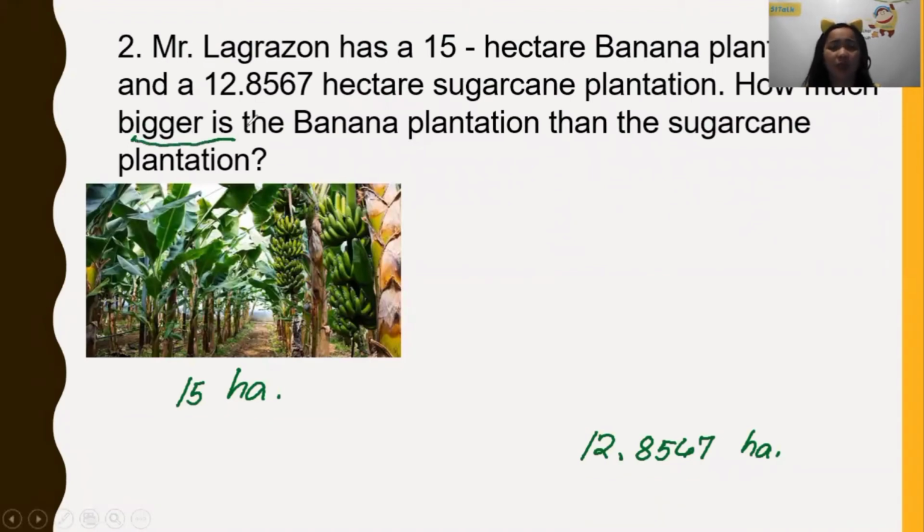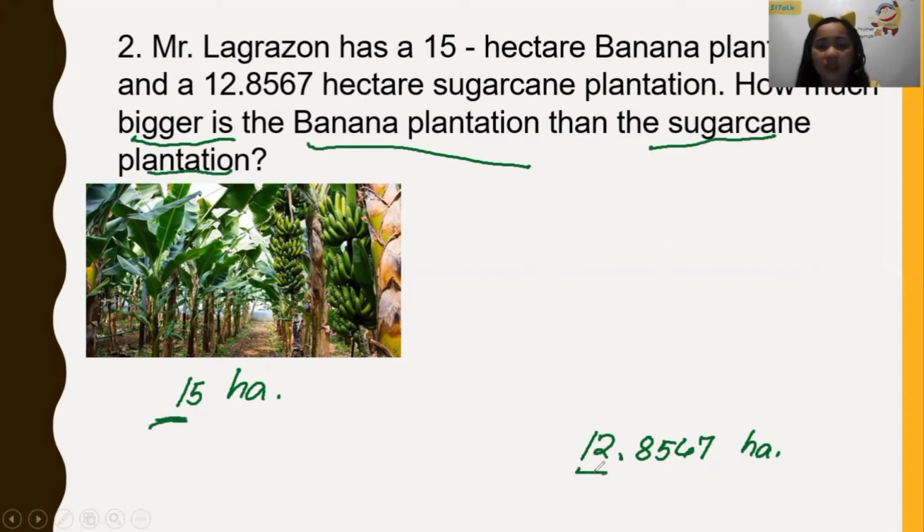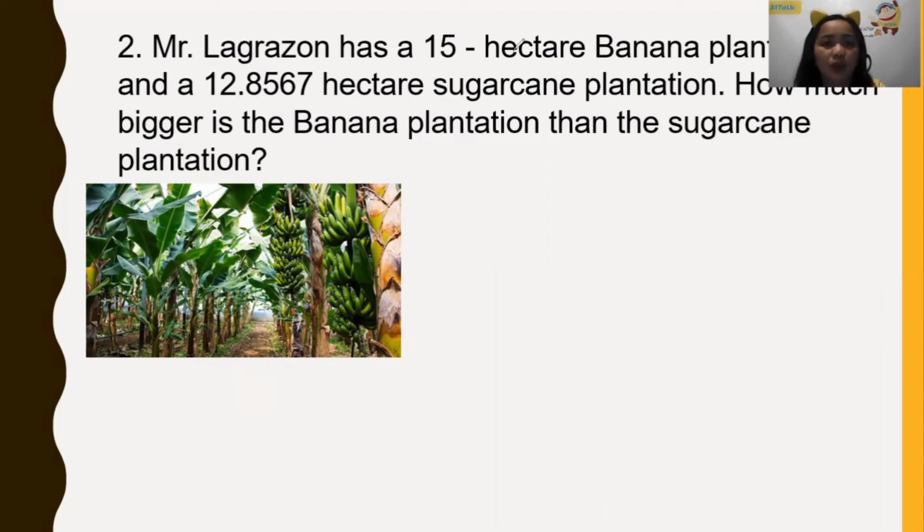Or gaano kalamang yung laki ng banana plantation kaysa sa sugar cane plantation? No? Kasi mas malaki yung banana, which is 15 hectare. Samantalang yung sugar cane is 12 and 8,567 10,000 hectares. No? So, ang tinatanong, how much bigger? Gaano mas kalaki yung banana plantation sa sugar cane plantation? So, that is problem number 2.